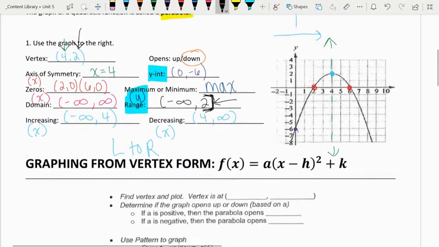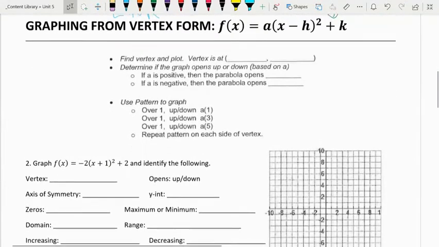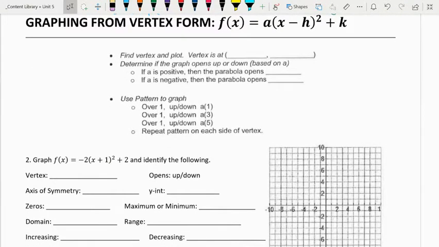Okay, so let's get into our first form, which is vertex form. This is the easier of the two because it literally gives you the vertex. Vertex is always (h, k). Opposite of the inside with the parentheses, same as the outside. After you do that, you determine whether it opens up or down. If a is positive, it opens up. If it's negative, it opens down.